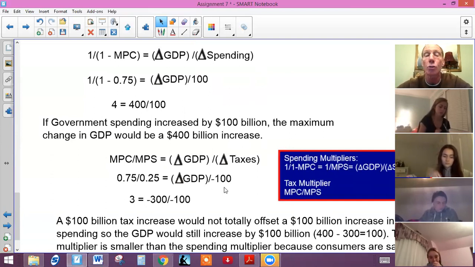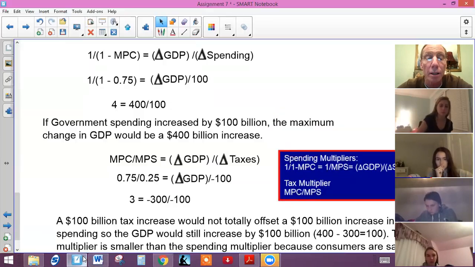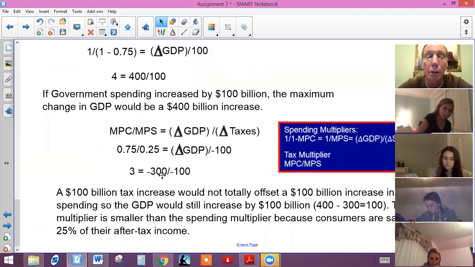If we increase taxes by 100 billion, that means we're actually taking 100 billion out of the hands of consumers. So we look at that as a negative. And then that's going to give us a negative, or a decrease in GDP, of 300 billion.